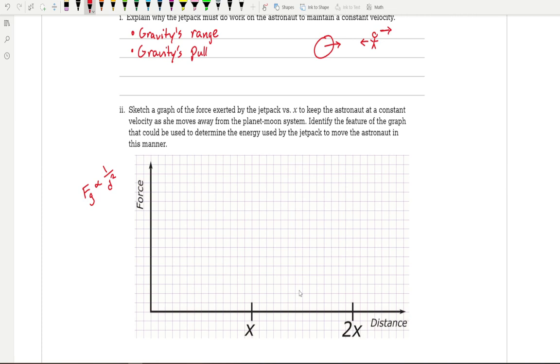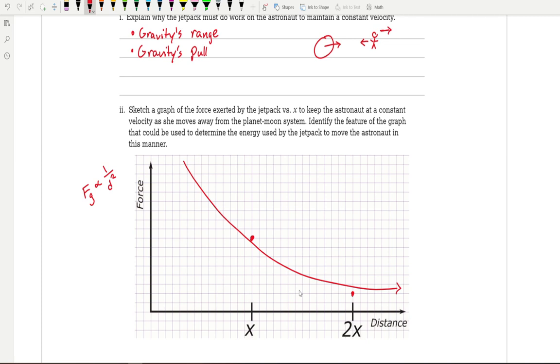So let's just put in a basic force. Let's go 1, 2, 3, 4, 5, 6, 7, 8 up. There we go. And if I double the distance, then it's going to get 4 times weaker. So 8 divided by 4 is 2. So I'm going to put another one down here for twice as much. And I'm going to just try to draw an inverse r squared curve there. So that's generally what we're looking for the jetpack to be able to do. When you get a distance twice as far away, you're going to need to be 4 times weaker to get an inverse r squared relationship between the two.